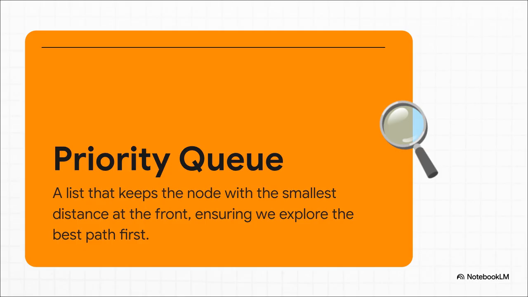And the second tool, well, this is the secret sauce. It's called a priority queue. This isn't just any old to-do list. It's a special list that automatically keeps the node with the smallest distance right at the top. This makes sure that the very next place we check is always the most promising one, so we don't waste time going down a long, dead-end road.